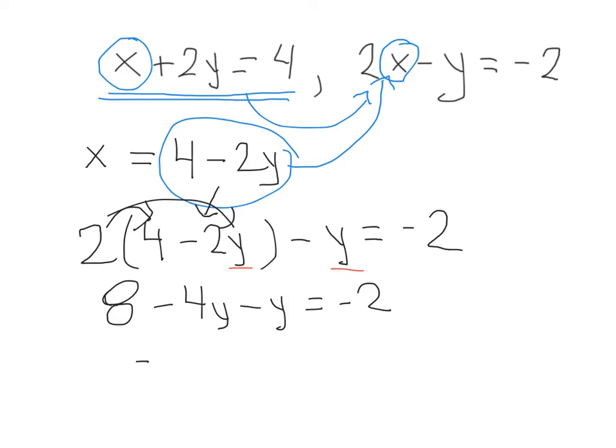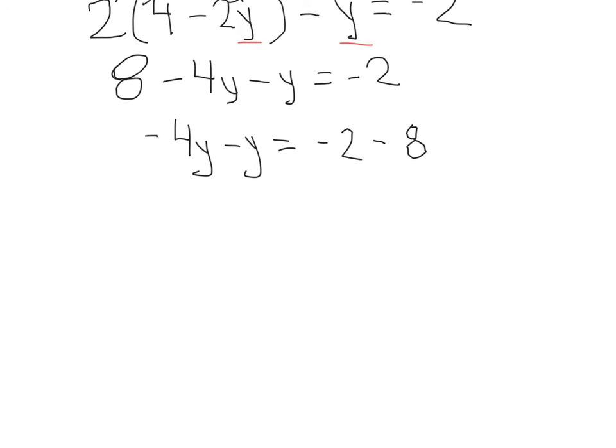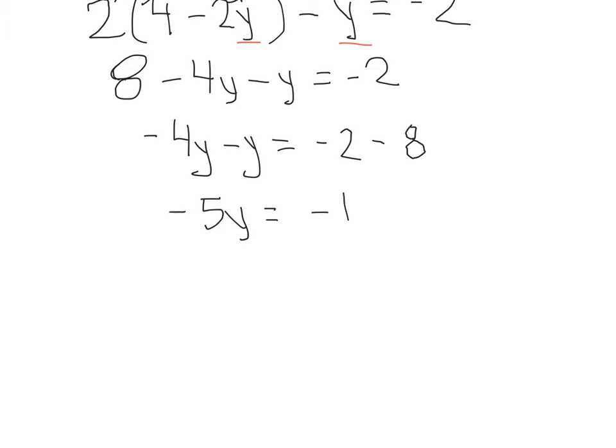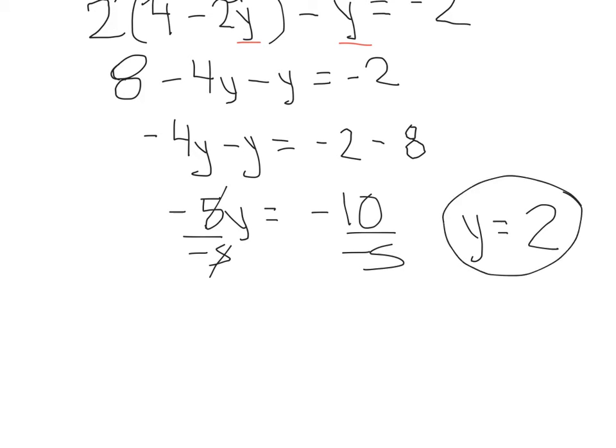Grouping like terms, we've got our minus 4y and our minus y on the left side. We'll have minus 2, and then our 8 will become a minus 8 on the right side. From here, we can combine. Negative 4y minus y makes minus 5y equals minus 10. And dividing both sides by minus 5, we end up with y equals, the negatives cancel, 10 over 5 is 2. So the y coordinate of our point of intersection is 2.